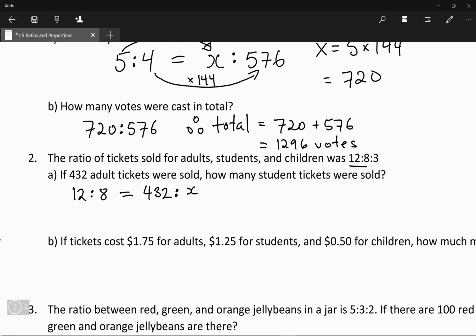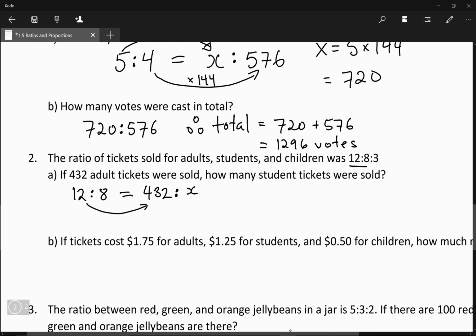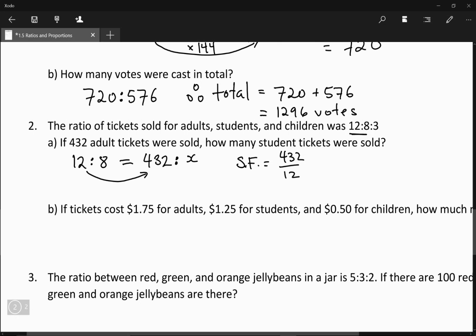Okay, so to find this scale factor, I have to know what number I take and multiply by 12 to get to 432. So the scale factor, I'm going to write some other notation. SF is equal to 432 divided by 12. Okay, and once you know that scale factor, you can multiply it with the 8 to get X. So X is equal to 432 divided by 12 times 8. And that number is going to be 288 tickets.